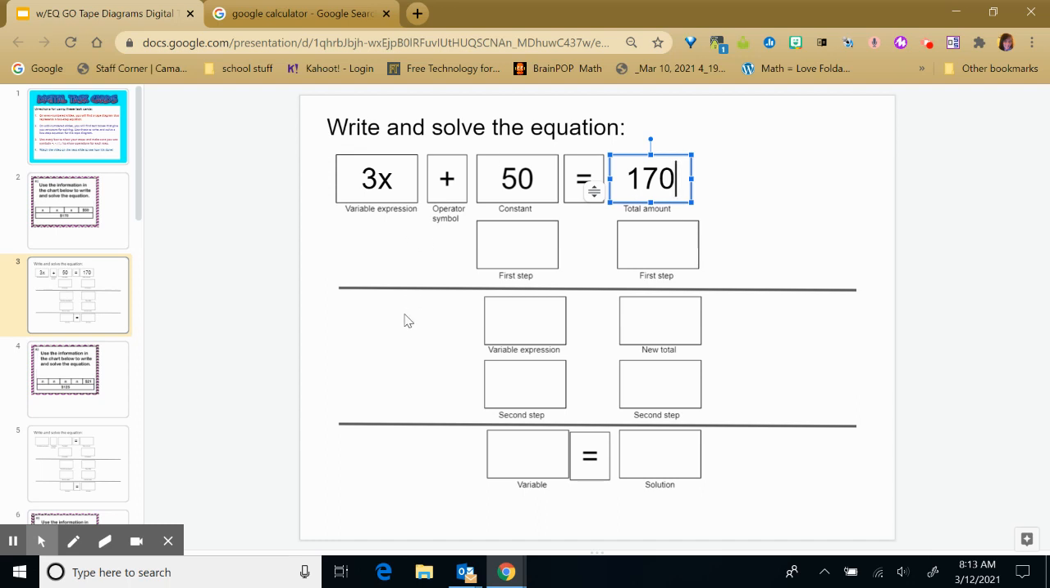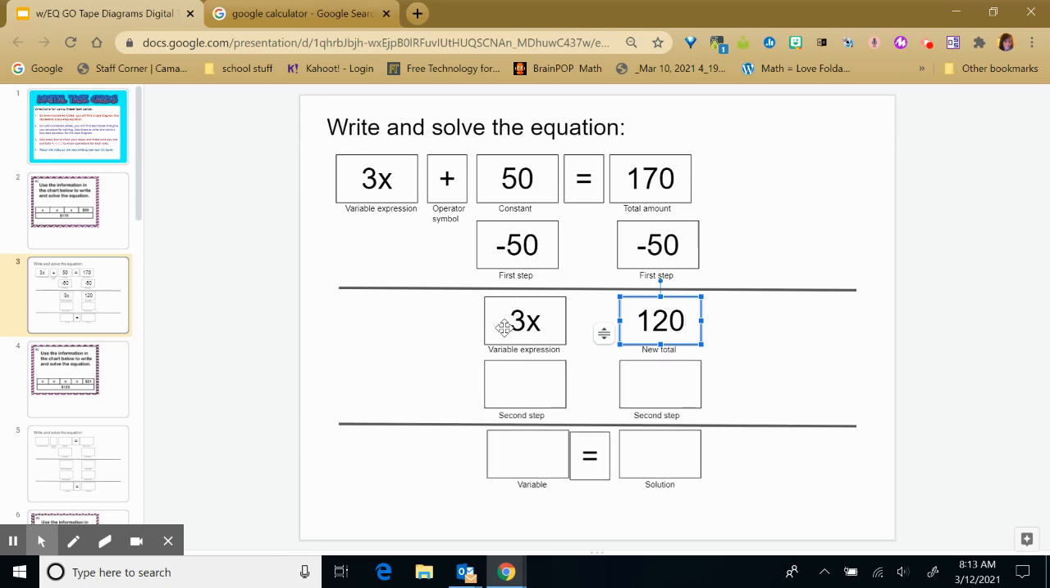All right. The next thing says first step. I know the first step is always to get rid of the constant. That's a positive 50, so I'm going to subtract it. And of course, whatever I do to one side, I always do to the other. Now I'm just going to simplify. Those 50s are going to cancel out, and all I have left on the left side is 3x. So I'm going to bring that 3x down. And then I'm going to have 170 minus 50. That is 120.